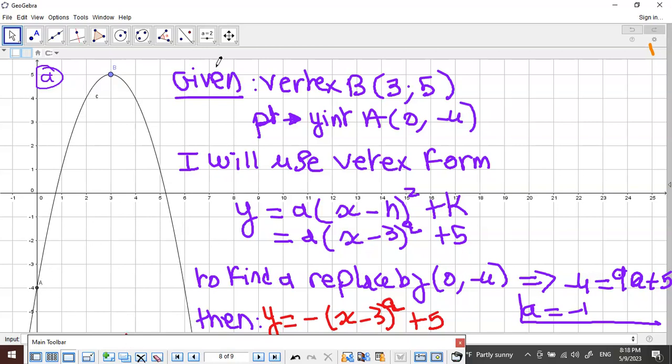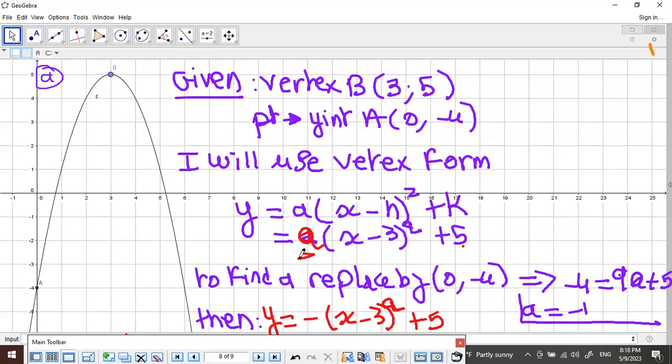Now, since the vertex is given and they gave me a point, I will use the vertex form. The vertex form is what? It's y = a(x - h)² + k. Excellent. I have the vertex at (3, 5), so I will replace h by 3 and k by 5. So it's going to be y = a(x - 3)² + 5.